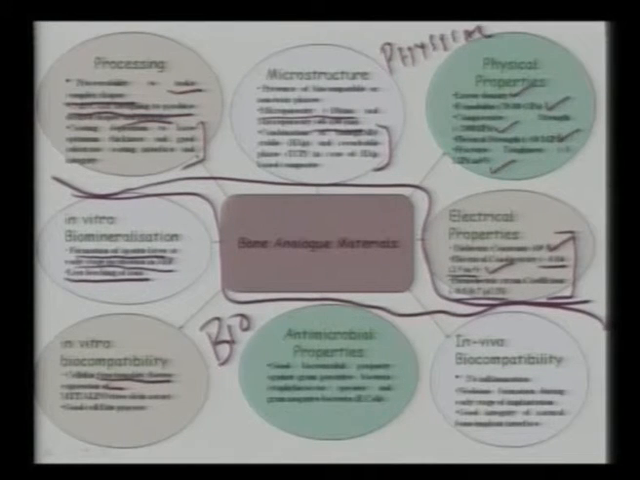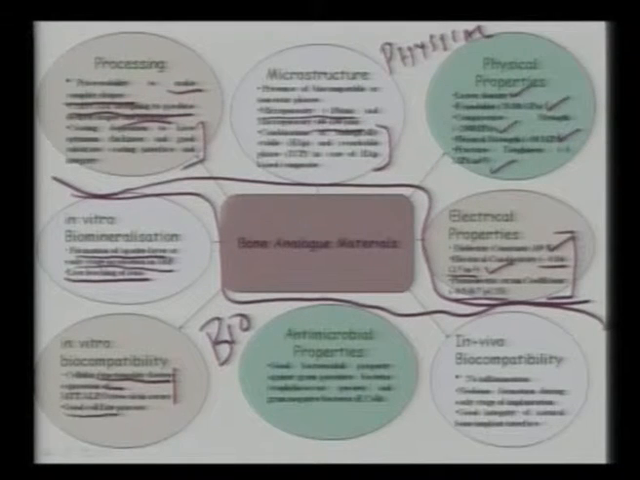Cellular functionality means a better expression of MTT, which is a cellular viability property, or ALP, that is the osteogenic differentiation or osteoblast differentiation, and osteocalcin, that is the bone mineralization property. Now, all these assays I will be dealing with much later in more detail.